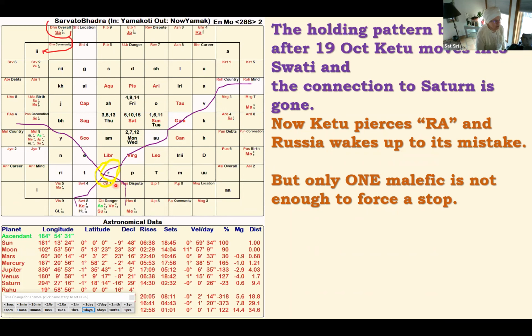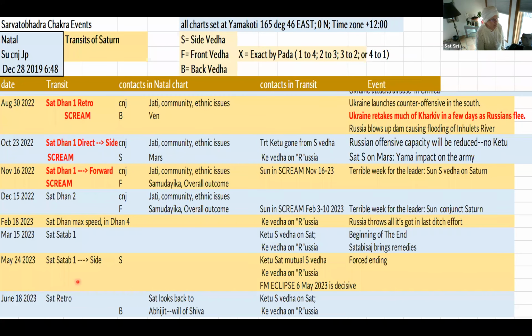But only one malefic impacting a country or a person is not enough to force something to stop. We need ideally 3 malefics or 2 malefics to bring something to an end. So we see that, basically, what has happened since this Saturn is retrograding is it's turned the tables.